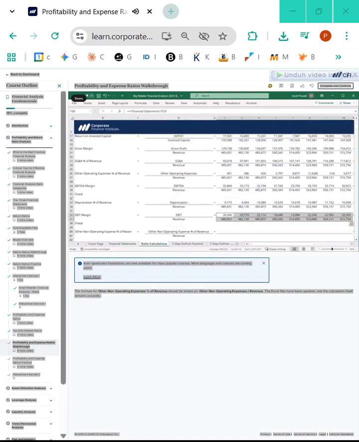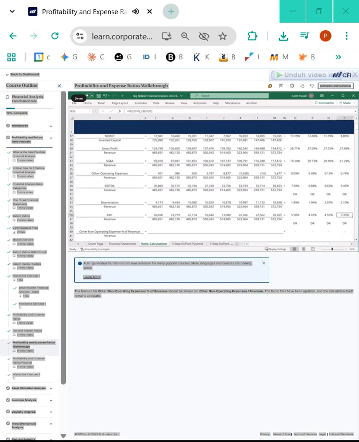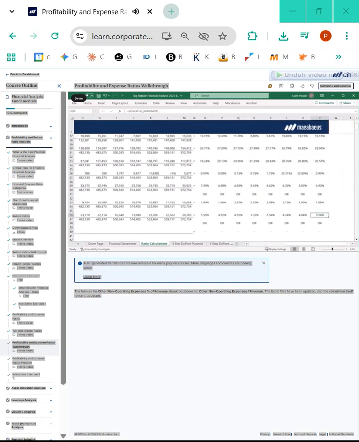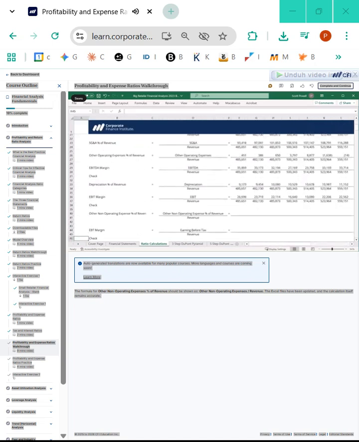Control R. You'll see there's another check. Let's just make sure it is saying okay. How did we get that check? Well, we want to make sure that if we take EBITDA margin and subtract that one expense line, we're getting our EBIT margin. Okay, and we can keep going.